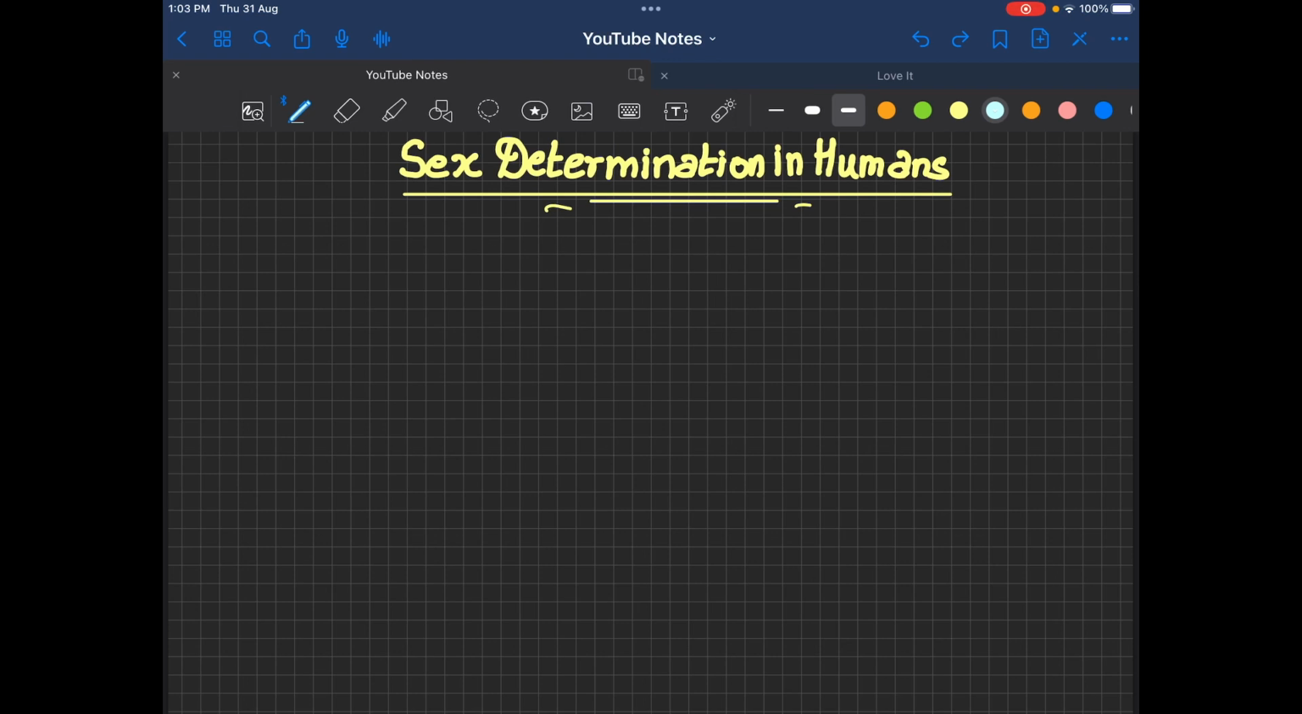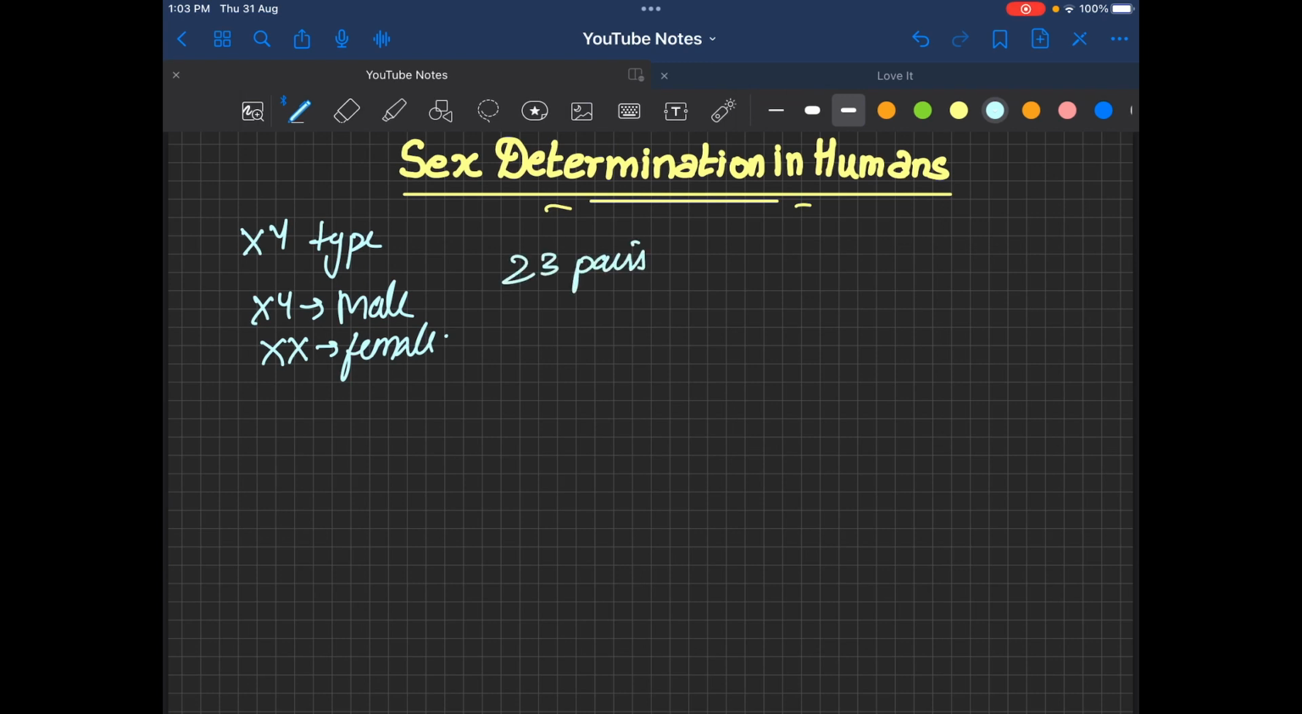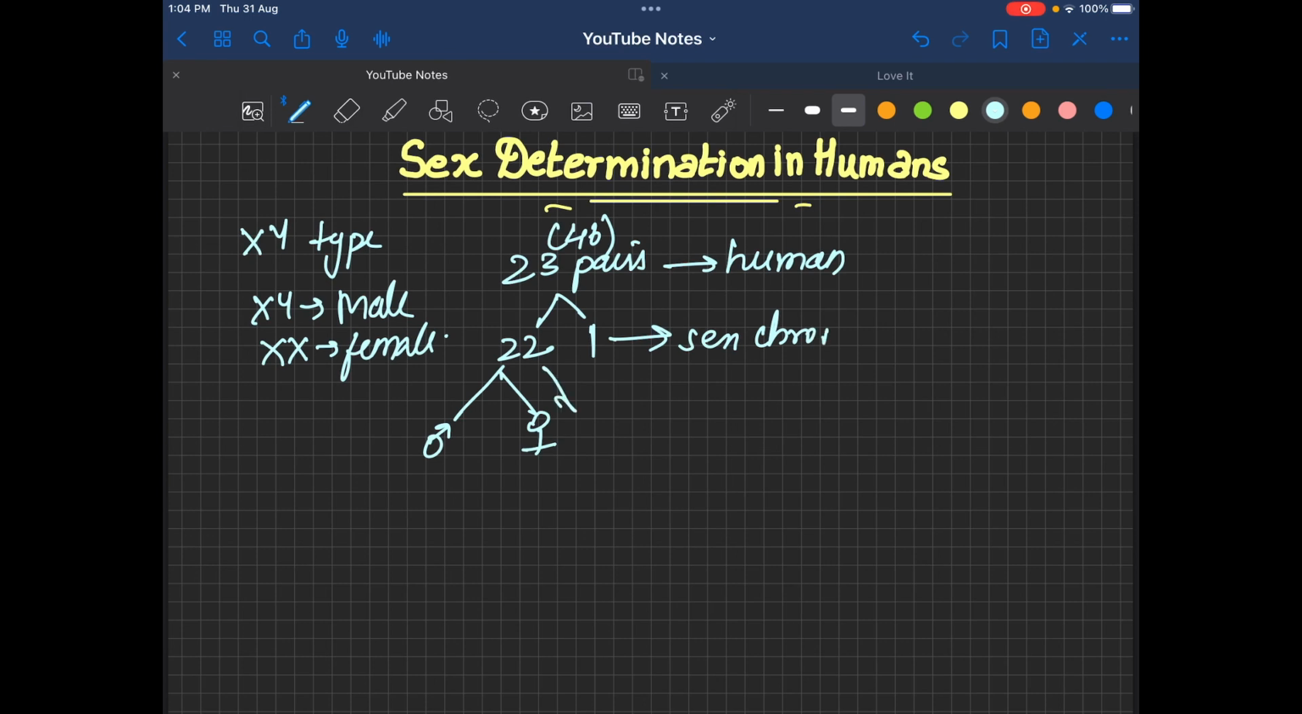We already mentioned that the sex determining mechanism in humans is XY type, and XY goes for male and XX goes for female. Out of 23 pairs of chromosomes present in the human body, 23 pairs means 46. Out of that, 22 pairs are the same for both male and female. The remaining one pair are called sex chromosomes. The 22 are autosomes, and they are the same for both male and female.